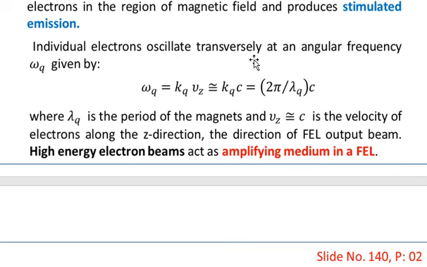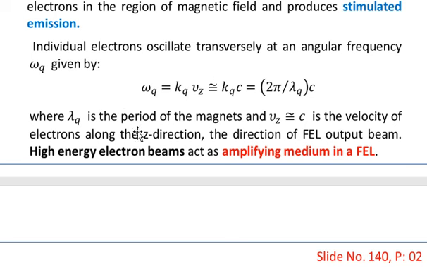Individual electrons oscillate transversely at an angular frequency omega q given by omega q equals kq times Vz, which is equal to kq times c, because we are taking Vz to be nearly equal to the velocity of light. Introducing the value of kq, which is 2 pi over lambda q, multiplied by c, this is omega q.